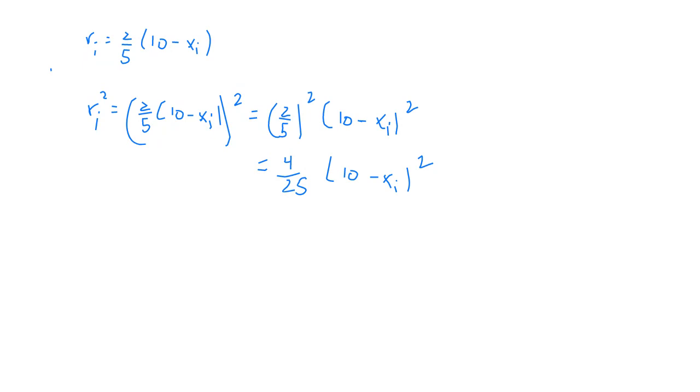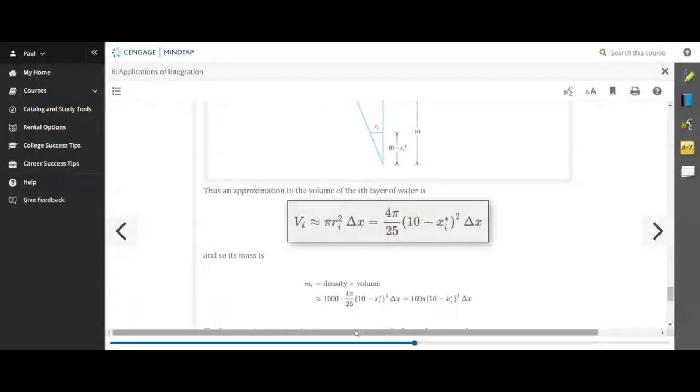Now if we go back to the book, hopefully the volume expression they have, 4 pi times 4/25 times the quantity 10 minus xi squared times delta x, makes sense.